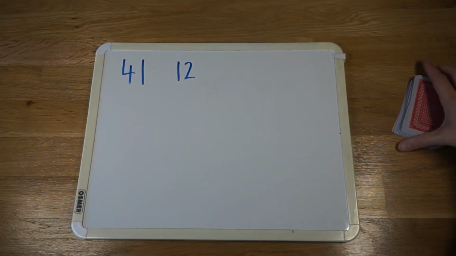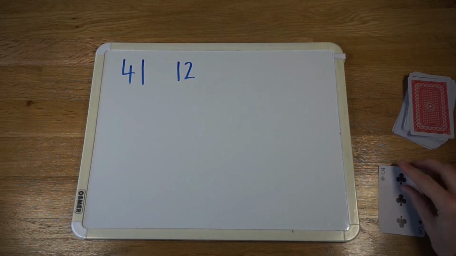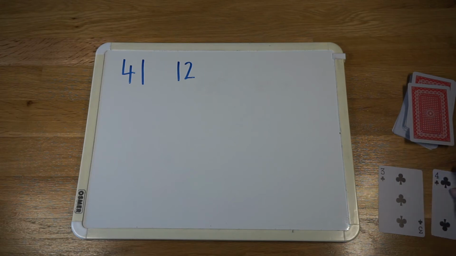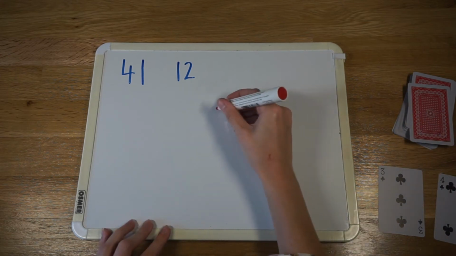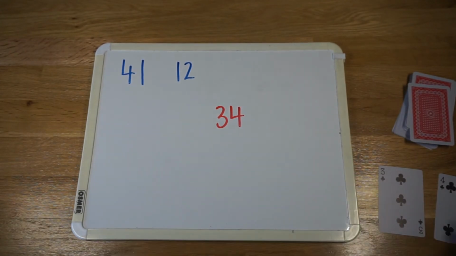You can do this same activity with playing cards. Flip 2 cards over to give you a two-digit number. The first digit I have flipped over is a 3 and the second is a 4. I'm going to write that number down together. If I can read it, I know that it is 34.